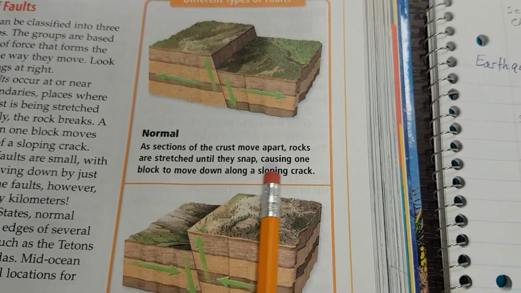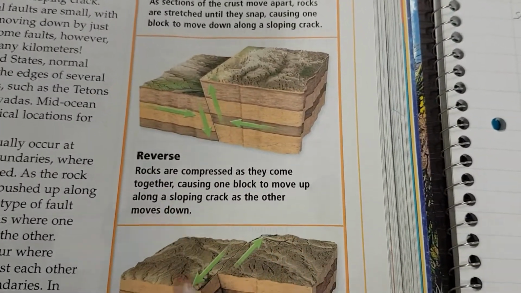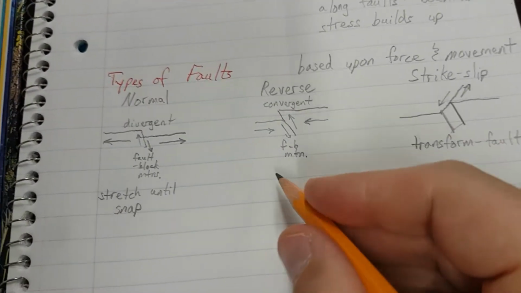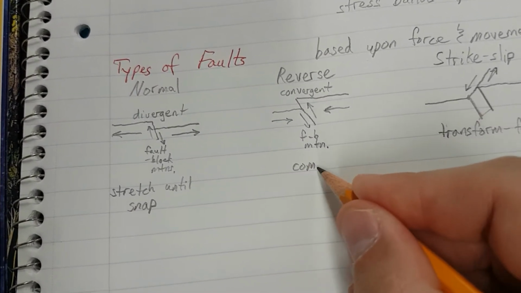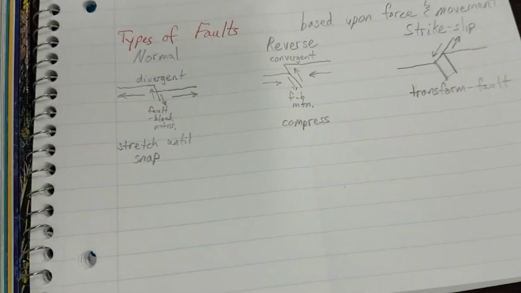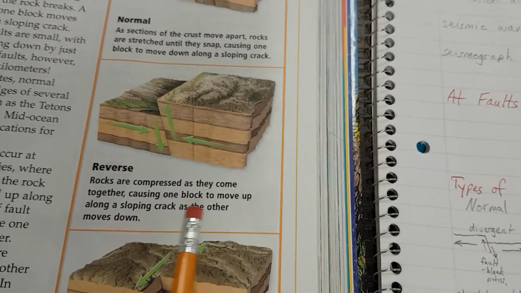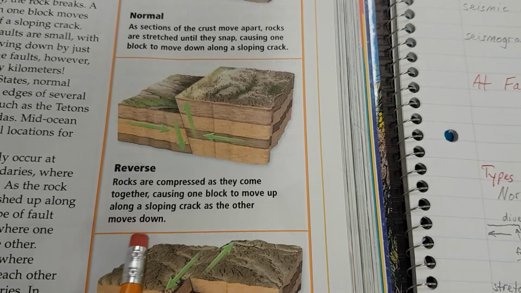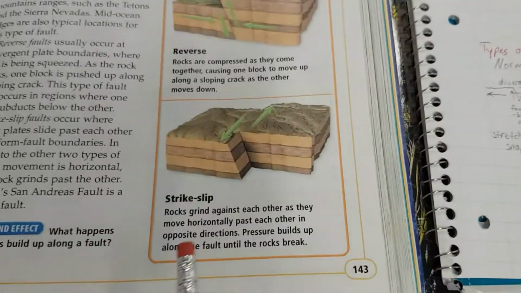Causing a block to move down along a sloping crack. Yeah, we see that in our picture. Compressed as they come together. Ooh, let's say that. Compress. COMPRESS. Pushing or compressing together, causing one block to move up along a sloping crack as the other moves down. We can see that in our picture.